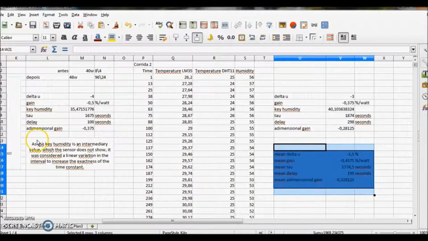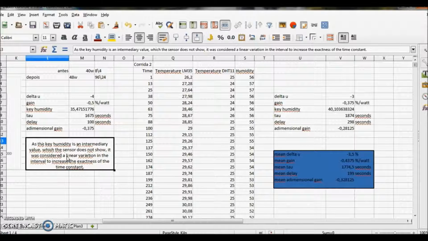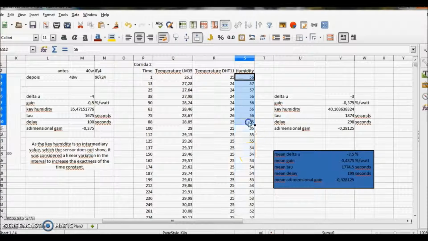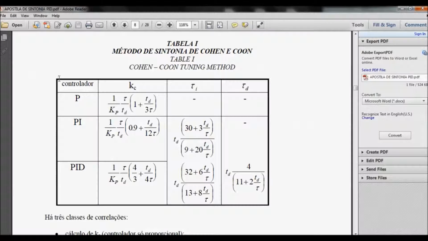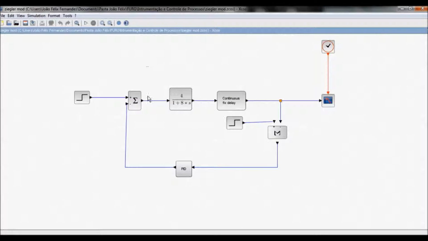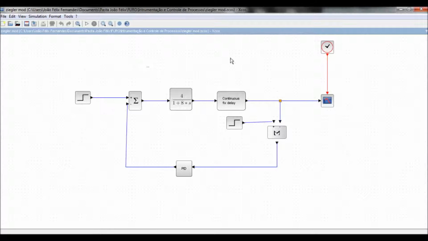The results are considered the average of each of the two values. For obtaining the time constant, it was considered that the humidity varies linearly in the interval, thus trying to obtain a realistic value because the sensor only returns integer values of humidity. The identification data are important especially for the calculation of the tuning parameters using the tuning tables, like the Cohen-Coon and Ziegler-Nichols open-loop tables. The identification data can also be used to simulate the process in the software Xcos, being possible to even add control to the process. This can be done in the case of another tuning method, the closed-loop tuning.